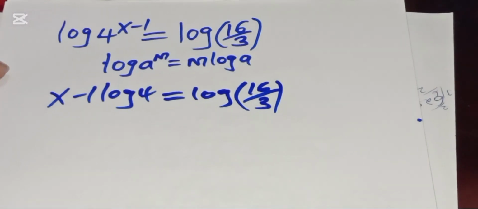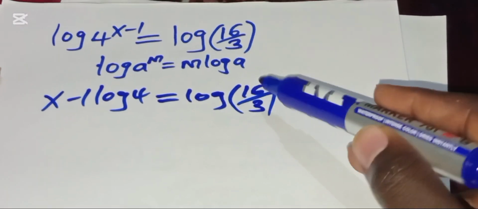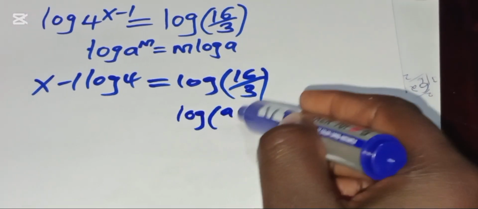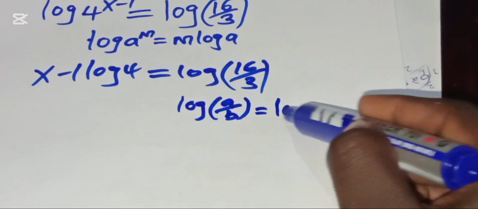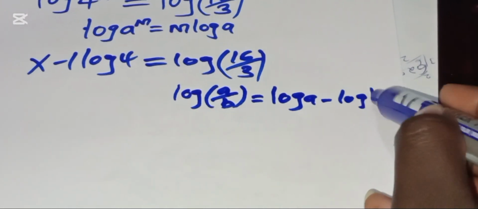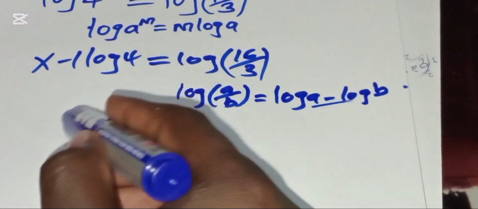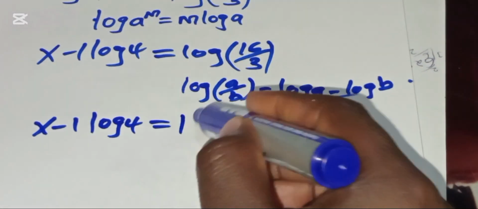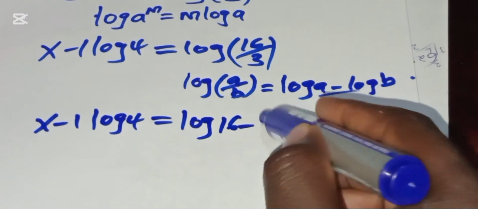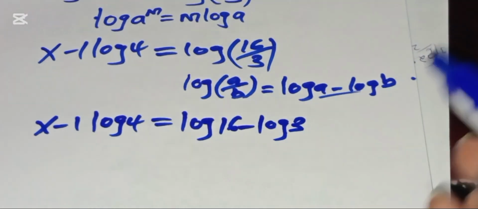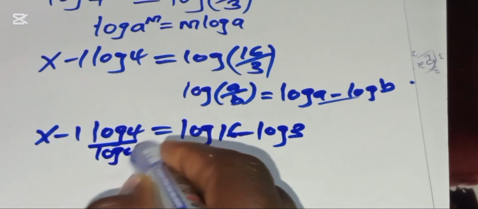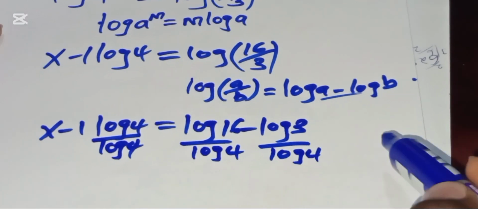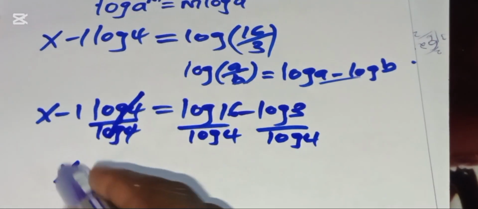If you check on the right hand side, log 16 over 3 is in the form of log a divided by b, which can be expressed as log a subtract log b. So let's apply this property, so that we're going to have x minus 1 log 4 equal to log 16 subtract log 3. Then we divide both sides by log 4. If you simplify this, we'll have x minus 1.